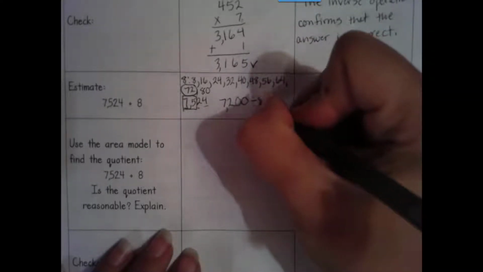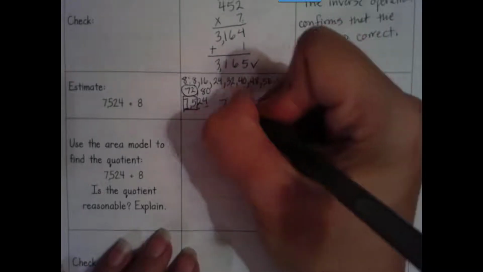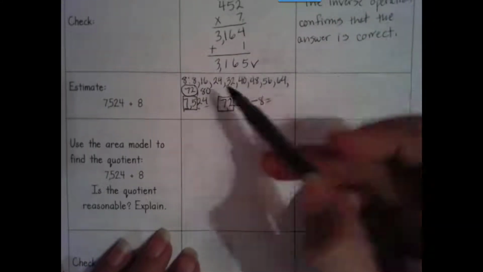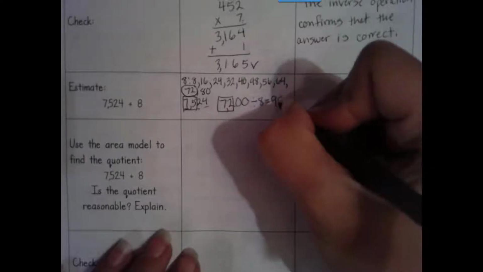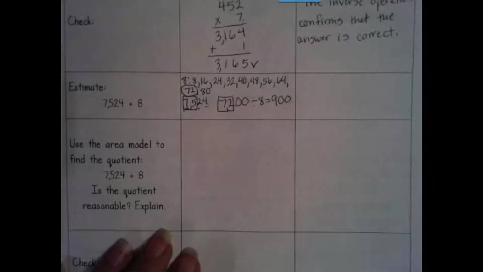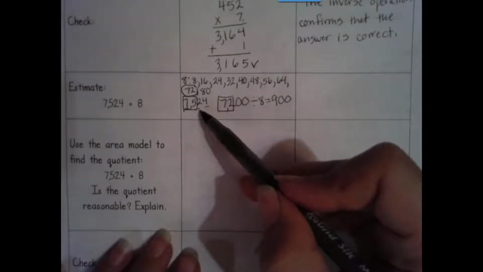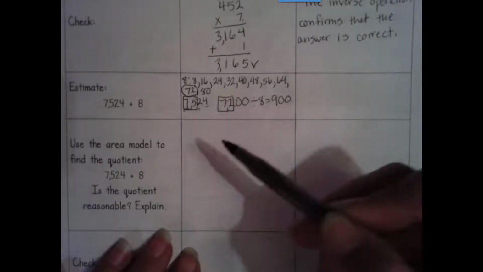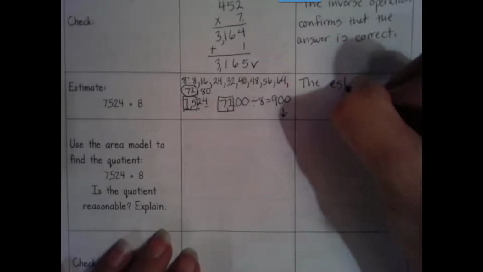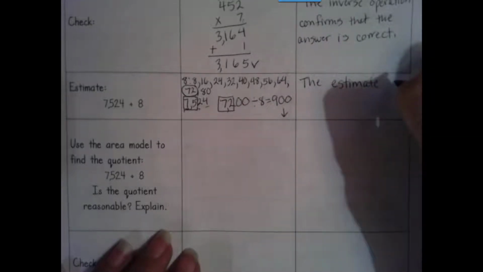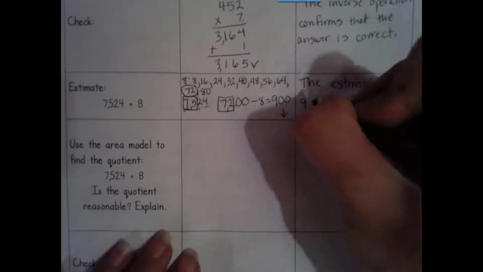So I'm going to divide it into groups of 8. 72 divided by 8. If you don't know, you can count 1, 2, 3, 4, 5, 6, 7, 8, 9. And then the 2 placeholders move it over 2 places. Now 7,524 went down to 7,200. So this is a low estimate and a good starting point for our division. The estimate is 900.